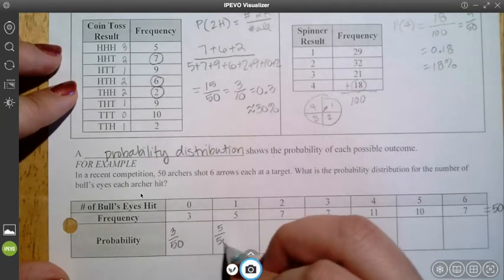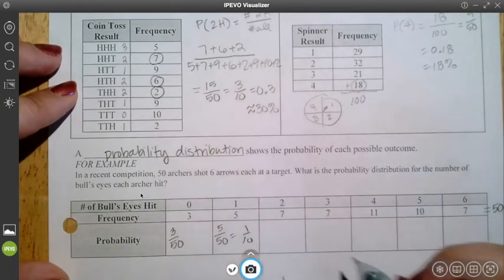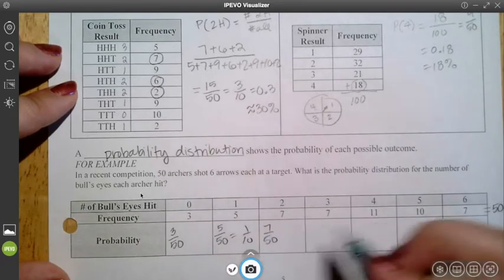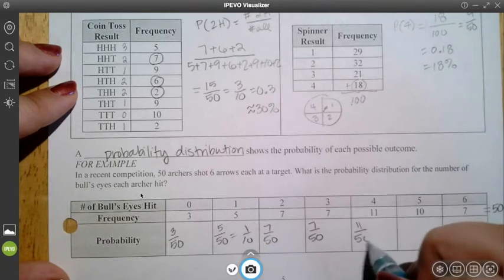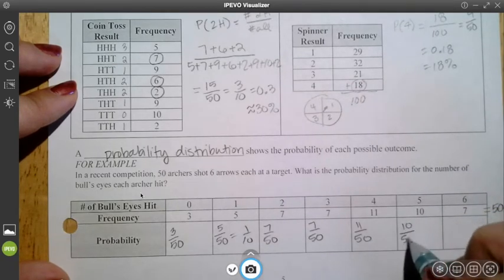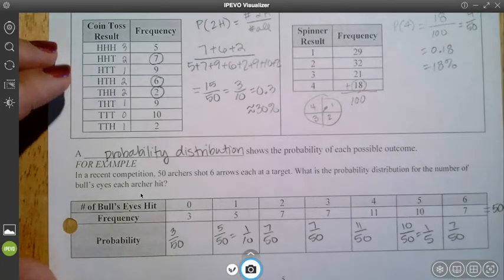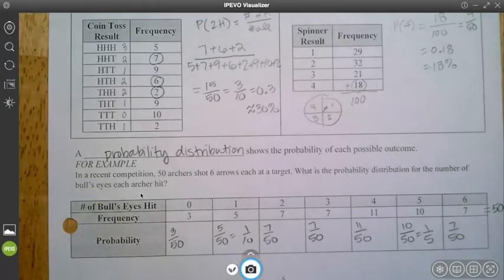5 over 50, which does. 7 over 50, which does not. And so we keep on going and simplify whenever you can. And that is the probability distribution. So it's just taking that frequency table and filling in a new probability column. Let's take a look at the next page.